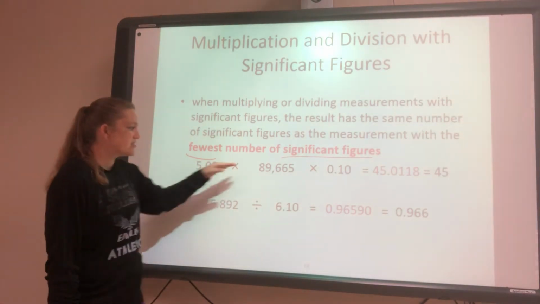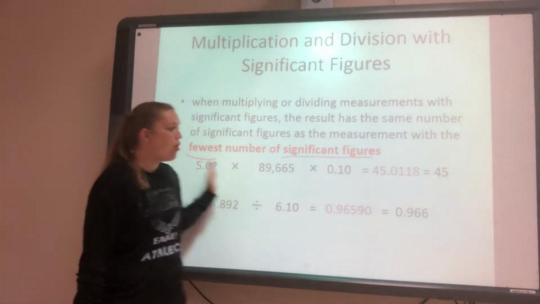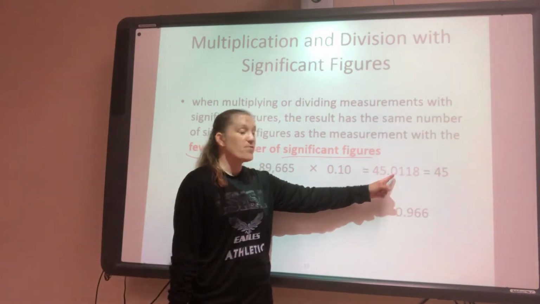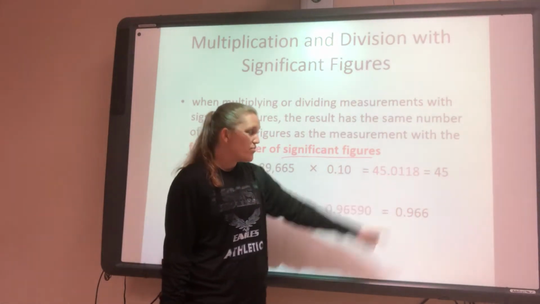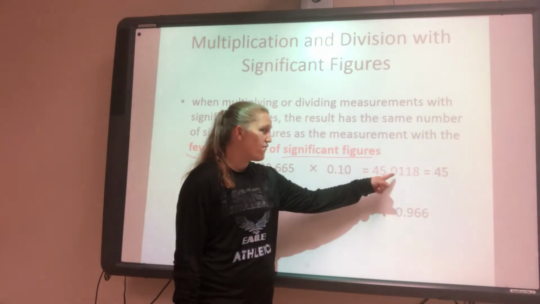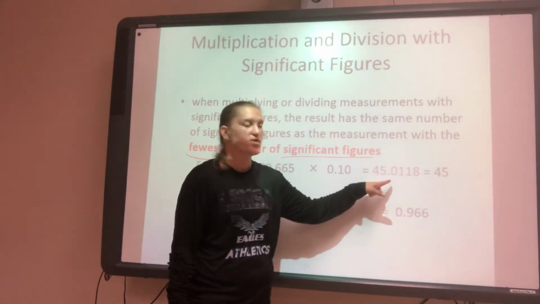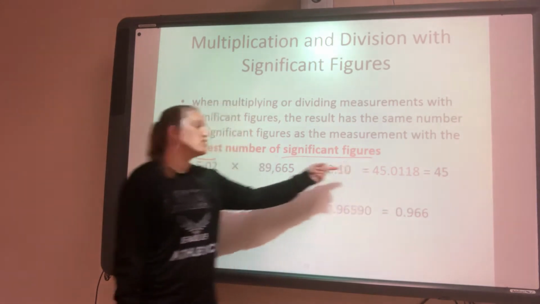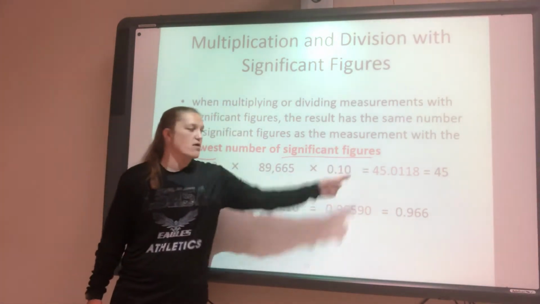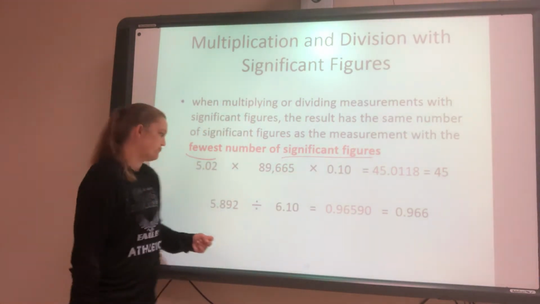So I have this. You want to go ahead and put the whole thing in your calculator. So this would be my calculator answer. But then I don't know, do I write 45 or 45.012? Like, how many decimal places do I go? So I have to look at the numbers I used to figure out how many decimal places I go to.